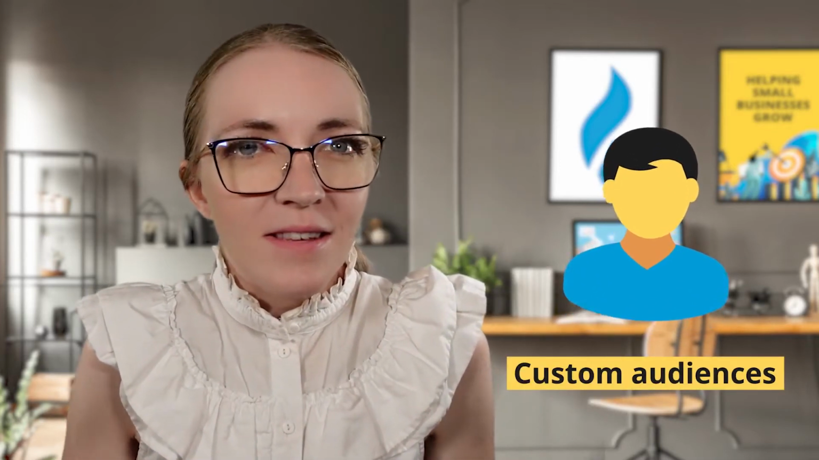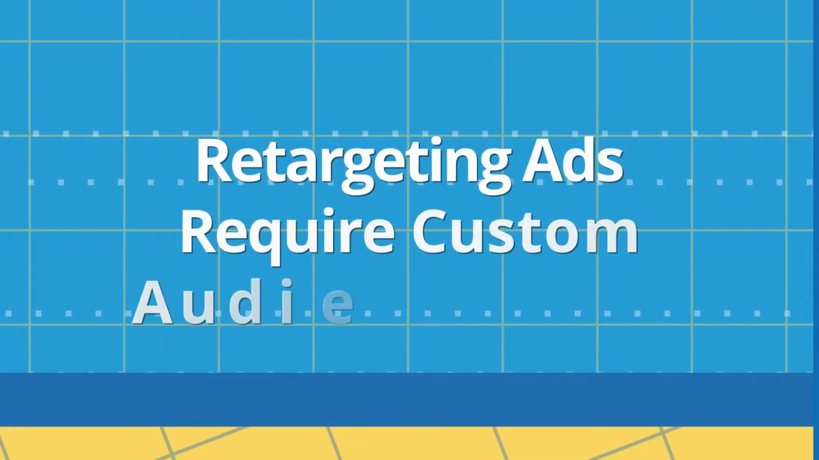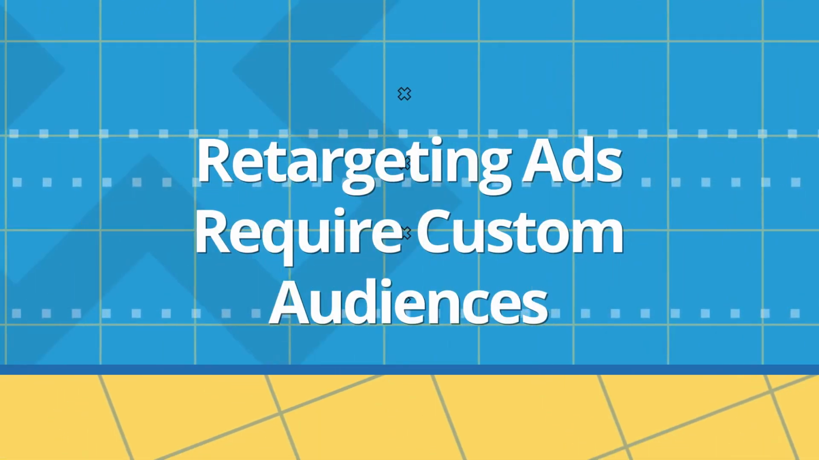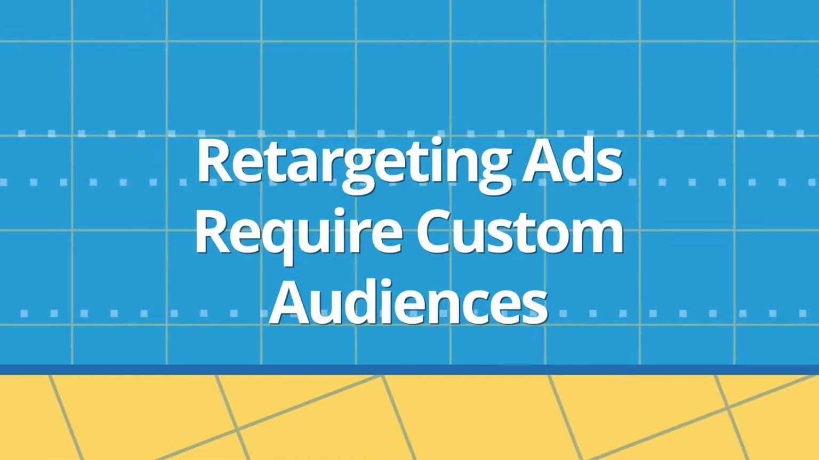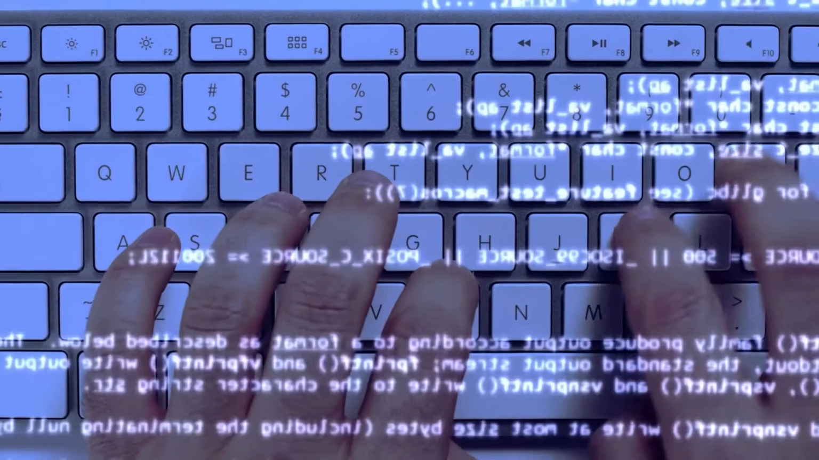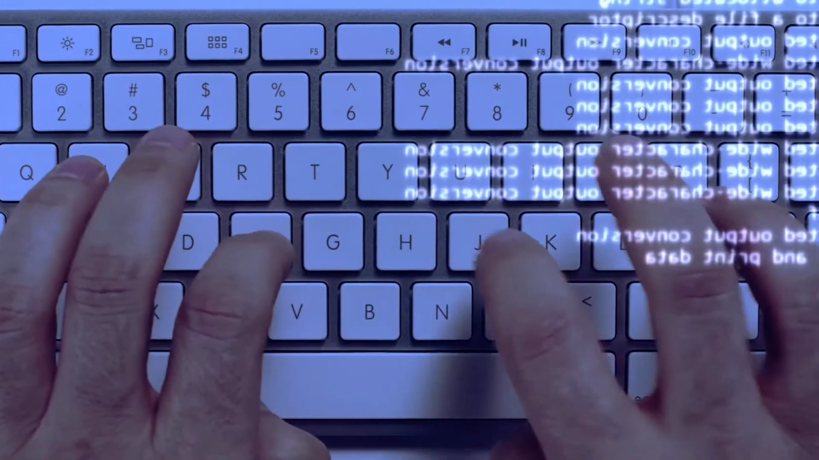Before you can run retargeting ads, you have to set up custom audiences. Let's look at how to do that. As I mentioned, before you can actually run these retargeting ads, you need to have custom audiences. These audiences can be created in a few different ways using different data. We'll go over that in just a minute. They also need to be at least 1,000 users large, so some audiences will take some time to build.